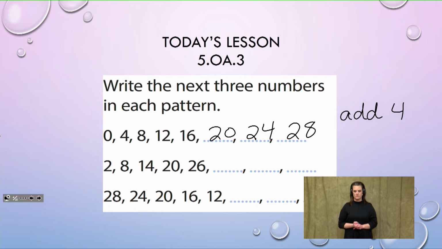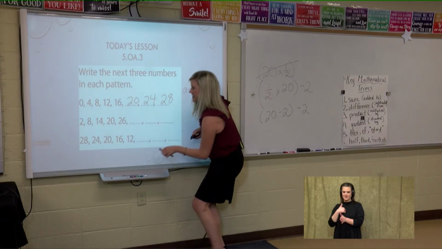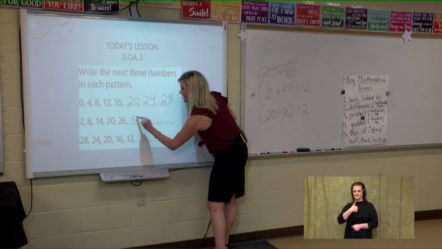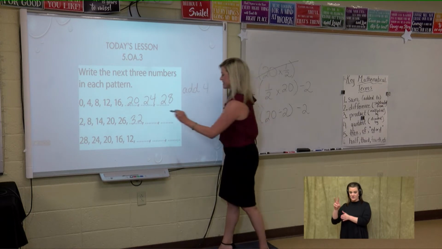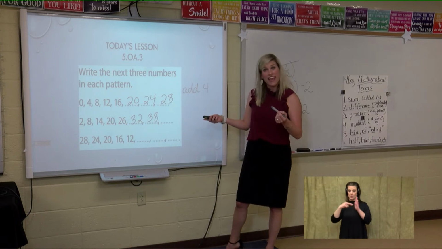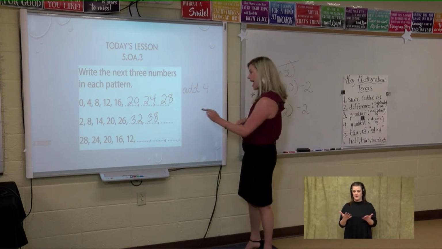Let's look at this pattern. What would you do to get the next 3 numbers with this pattern? 2, 8, 14, 20, 26, 30. Good. Yeah, 30. Then, oh wait, sorry. Wrong one. 32. Sorry about that. Whoops. What's after 32? 38, and so on. What was our pattern there? Add 6.